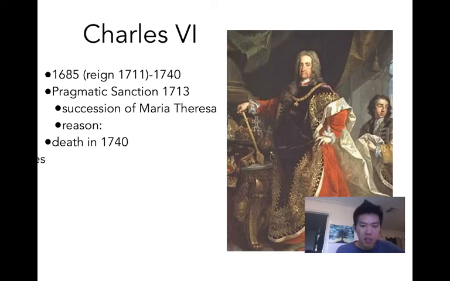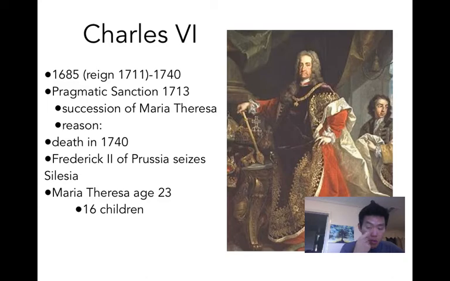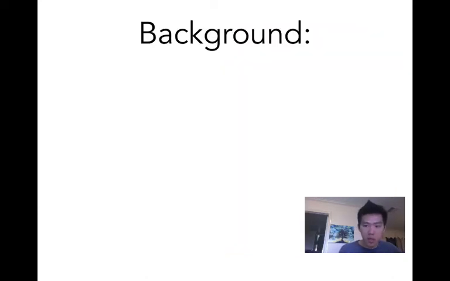And what ends up happening is that Frederick the Great seizes Silesia and does not really care about the Pragmatic Sanction or Maria Theresa's reign, and so this will start the whole war. Okay, Maria takes the throne at age 23, and she basically has to fight for her empire. She ends up having 16 children, and she's one of the most capable Habsburg rulers. And we'll get through this.